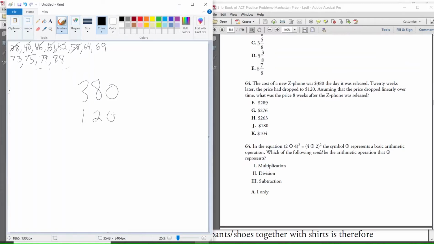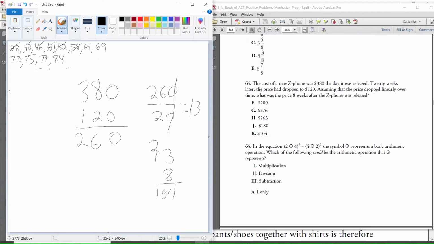So what's the total amount it dropped? You can use your calculator. It dropped $260. And it dropped that in 20 weeks. So if we divide 260 by the number of weeks, which is 20, we get the price drop per week. So that's going to be $13 per week. Well, it's 8 times 13 is how much it dropped. So it dropped $104 only 8 weeks after.